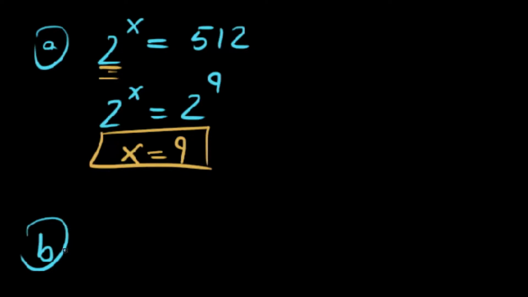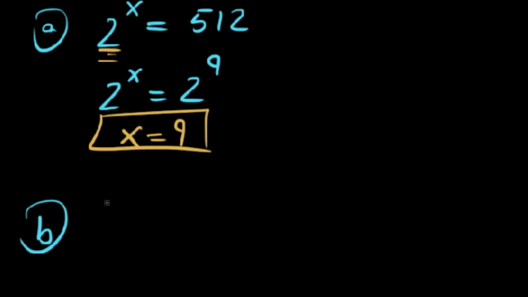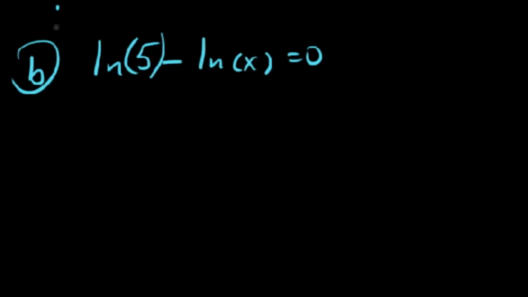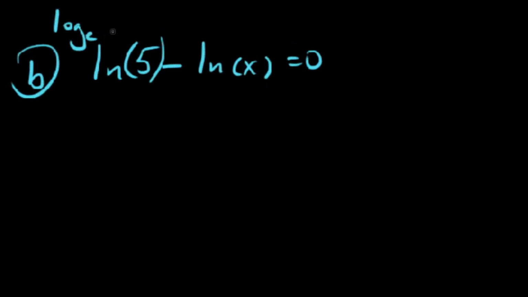Okay. Moving right along, what if we had something that was a little bit more obscure, but we say the natural log of 5 minus the natural log of x, and we'll say that this equals 0. Okay, now a couple things real quick. Remember, when we write the natural log, we're just saying the same thing as log base e, so the natural log of 5 minus the log base e of x equals 0.